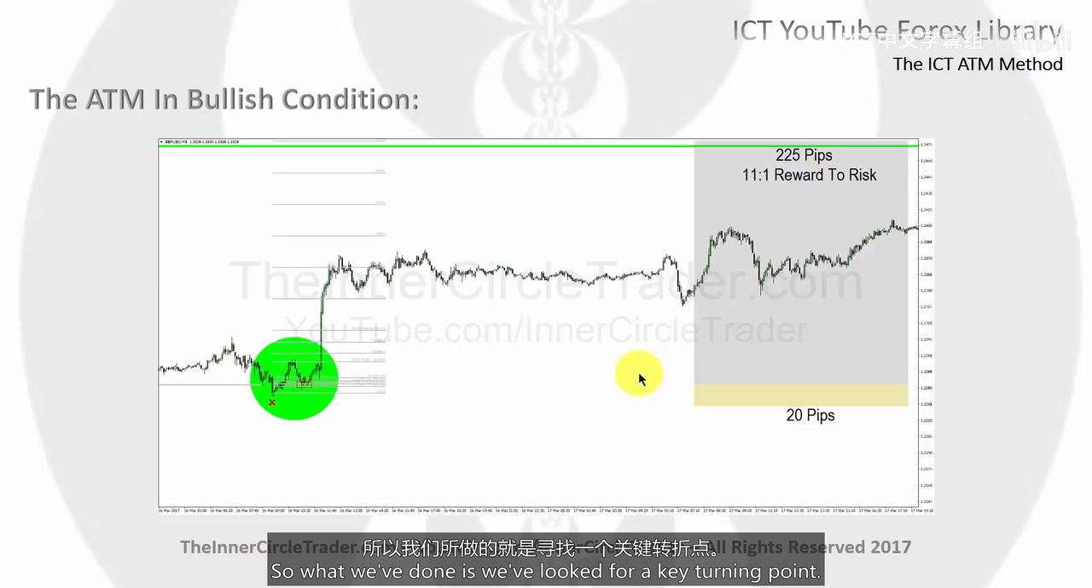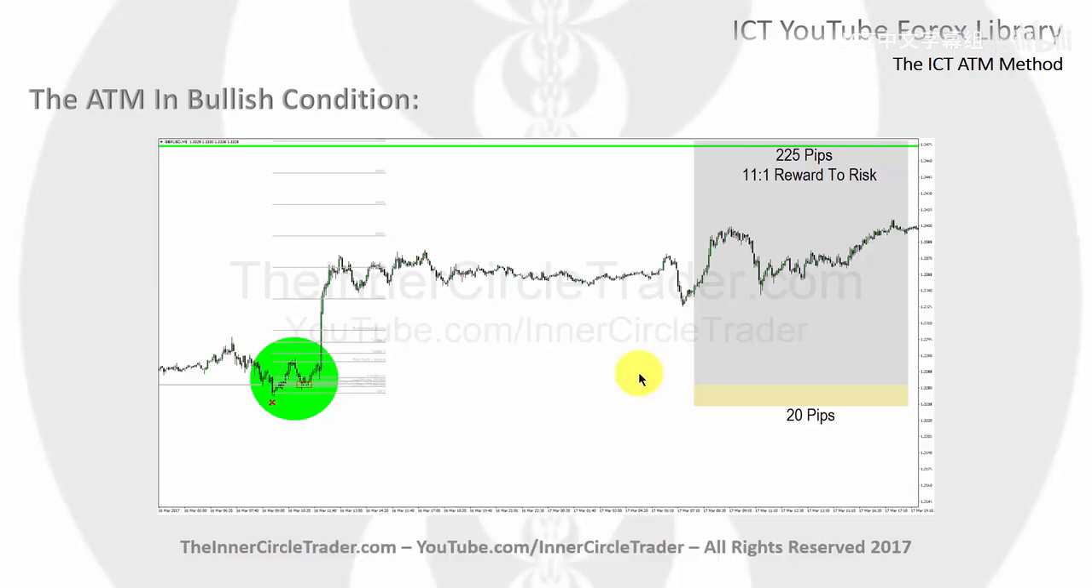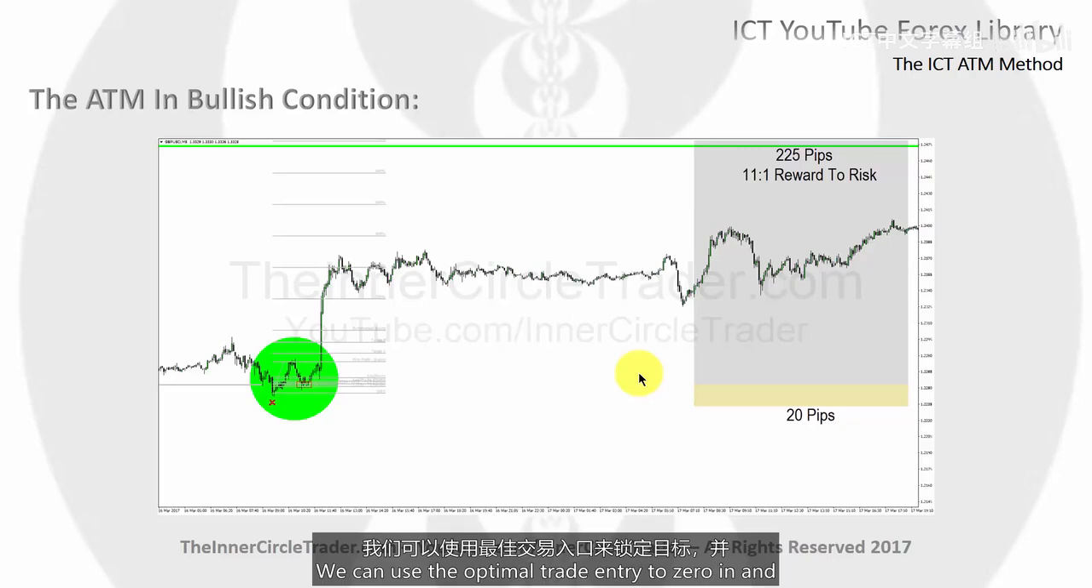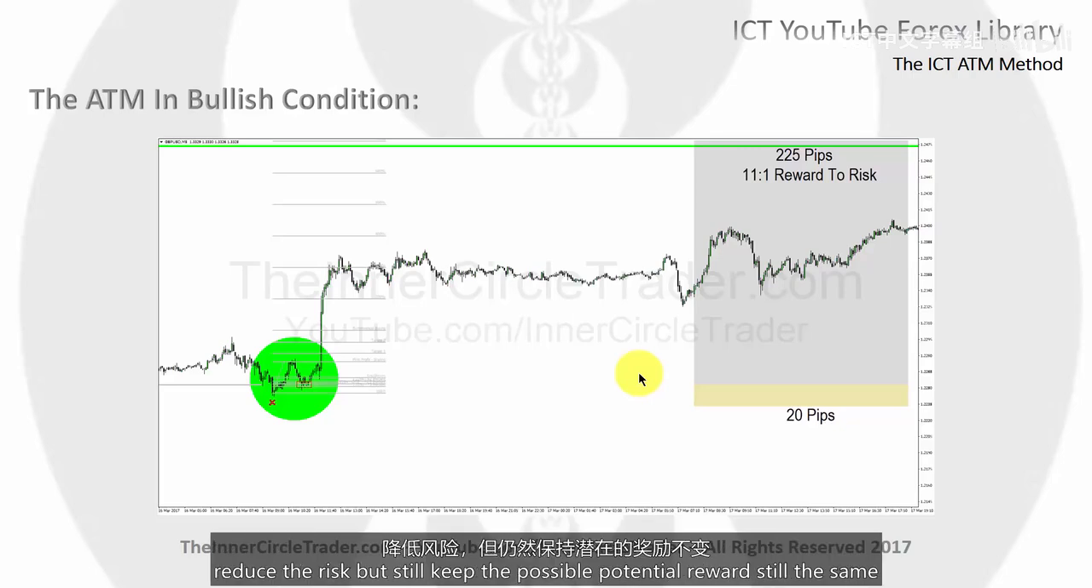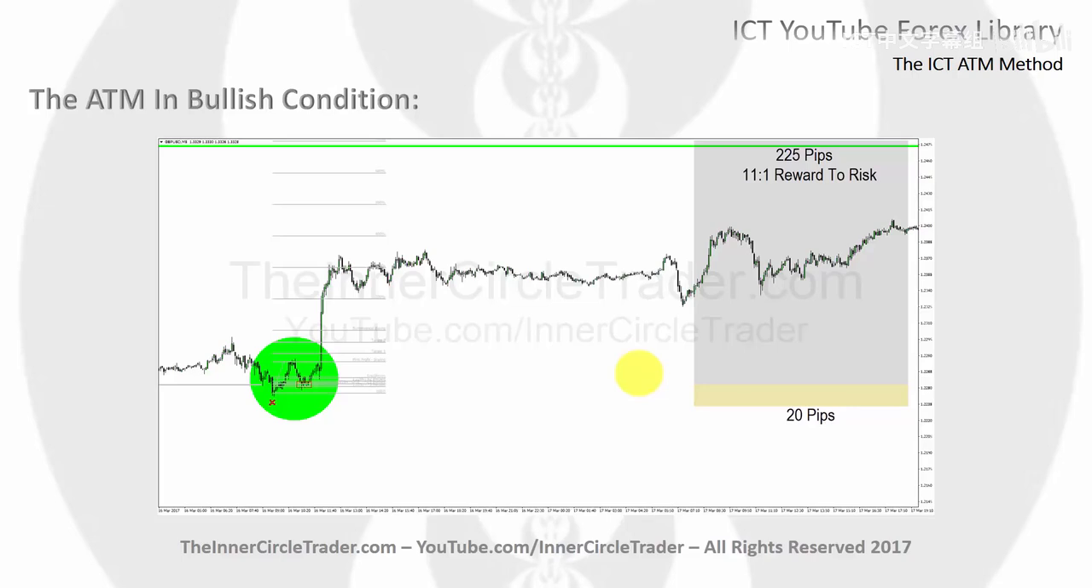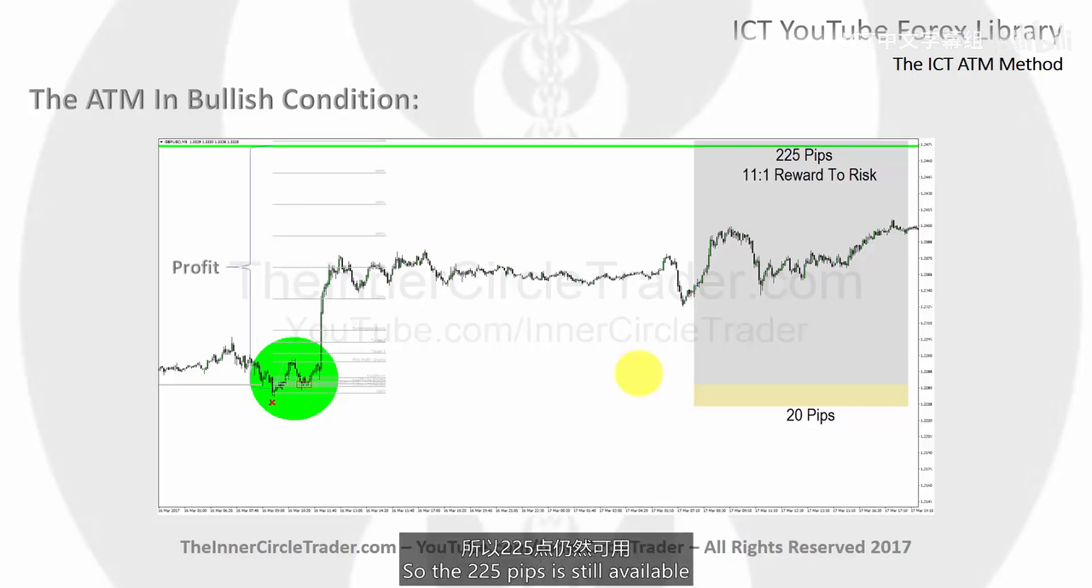So what we've done is we've looked for a key turning point. We've identified the key levels relative to runs on liquidity, stops, and we use the targets in the form of a stop run as well. We can use the optimal trade entry to zero in and reduce the risk, but still keep the possible potential reward still the same as we would have used from an hourly setup. So the 225 pips is still available to us with a 20 pip stop loss.